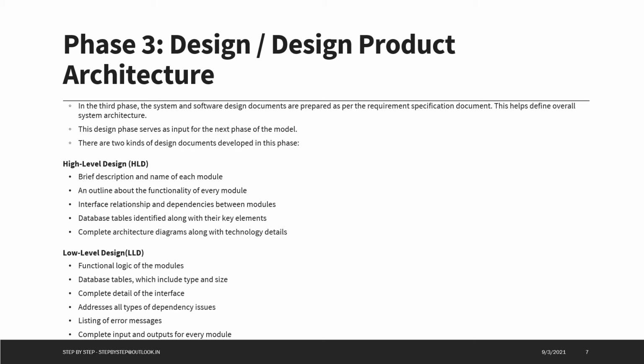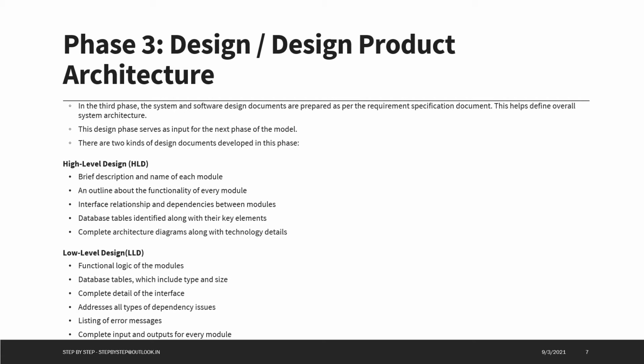Let's understand what will be the part of the low level design document. It will consist of the functional logic of the model. So functional logic of the model will be documented in the low level design document. Database tables which include type and size. So what type of tables we are going to write, and what sizes of the tables will be. That means how big the data is that the table is going to store. Complete detail of the interface, then addresses of all types of dependency issues, so how we are going to address some dependency issues, that should also be recorded in the low level design document.